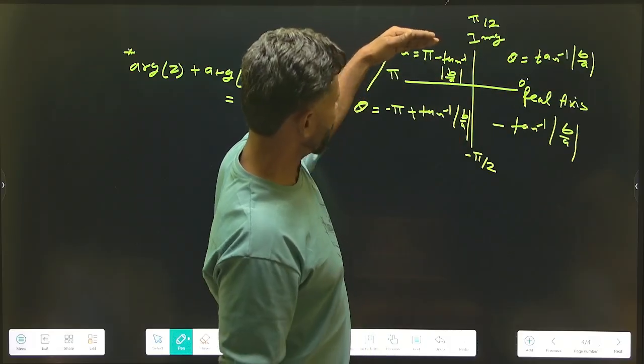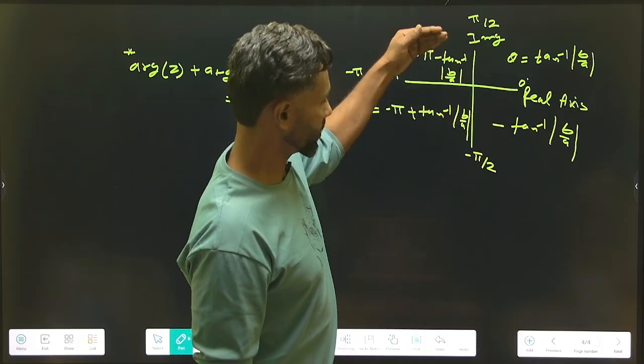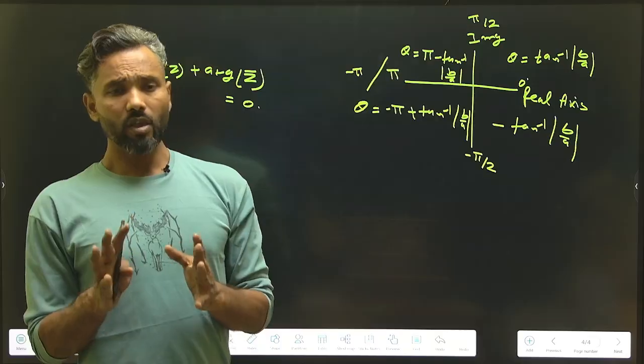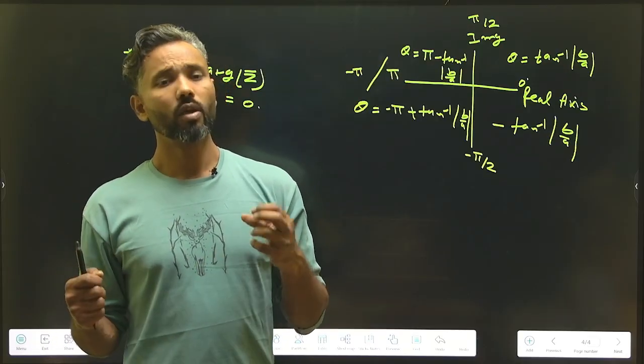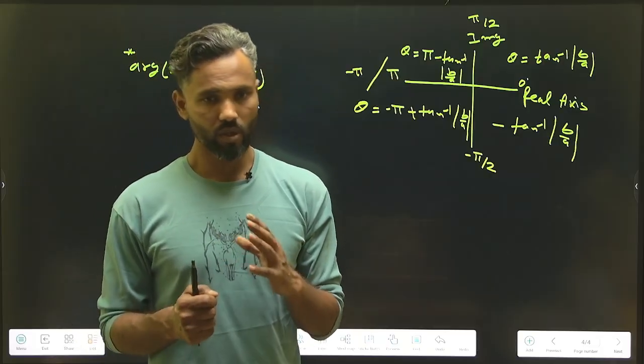In the same way, if we add these two arguments, we are just going to get 0. So always remember, when the argument of z and the argument of z conjugate are added, the resultant will be equal to 0. So this is quite simple.